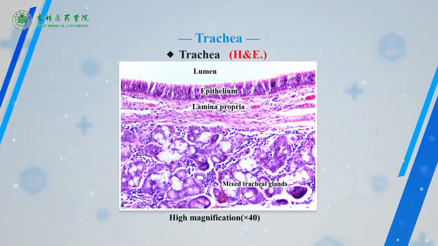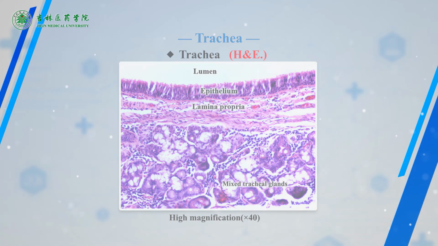Outside the mucosa is the submucosa, composed of loose connective tissue, which has no distinct dividing line with the lamina propria. The submucosa contains mixed glands, which comprise serous acini and mucous acini. Sometimes the duct of the mixed glands can be seen, penetrating through the mucosa into the lumen.